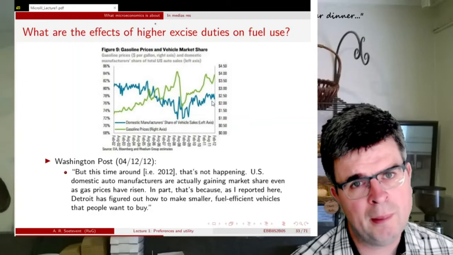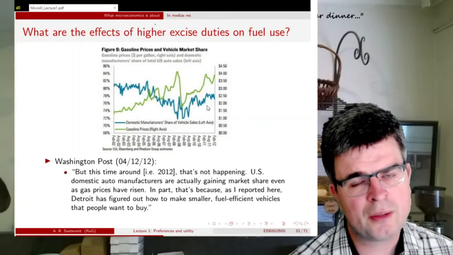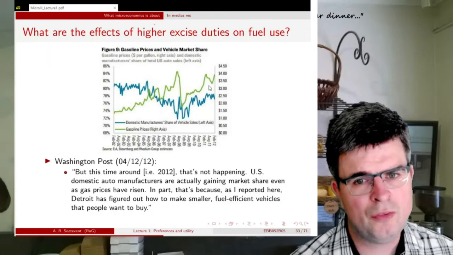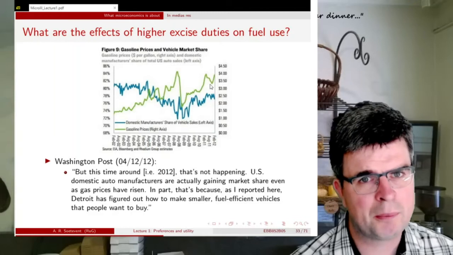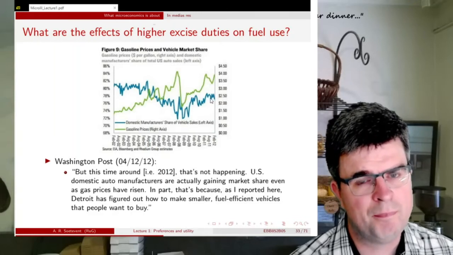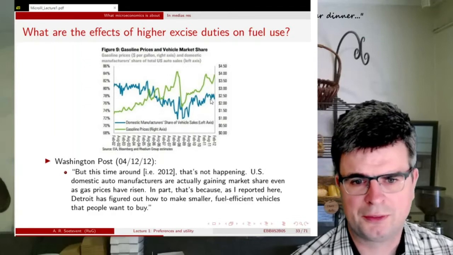Because in the meantime, the car manufacturers also responded to incentives. They had started making smaller cars. So in 2012, they were not hit by the higher prices as before because people could still buy the smaller cars at the traditional manufacturers.